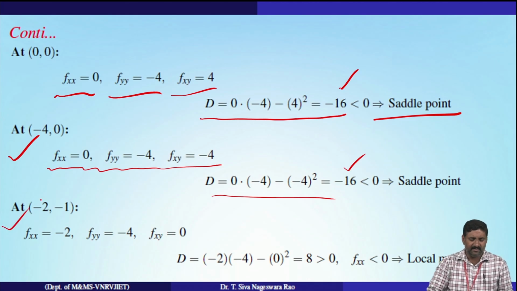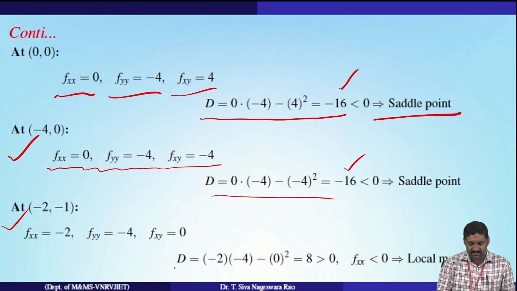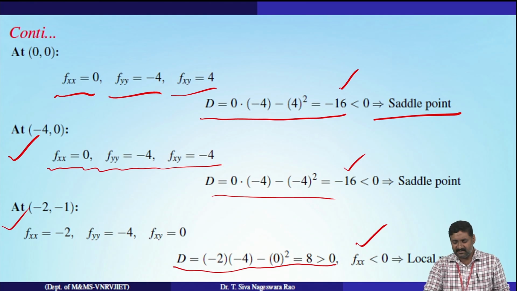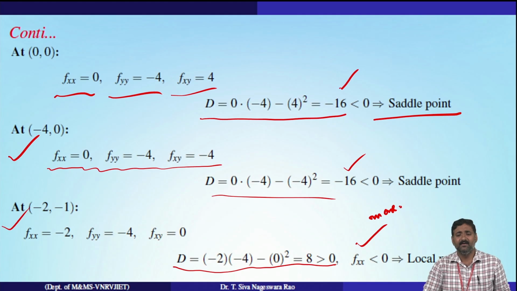Now, coming to the third point, (minus 2, minus 1). Again, substitute x with minus 2, y with minus 1 in all second order partial derivatives. Calculate D value. After substituting all partial derivatives, the D value becomes 8. Clearly, D is greater than 0. Again, we need to check one more condition. fxx is less than 0. Hence, the function will have maximum value. It means what? At the point (minus 2, minus 1), we decided the function will have maximum value.